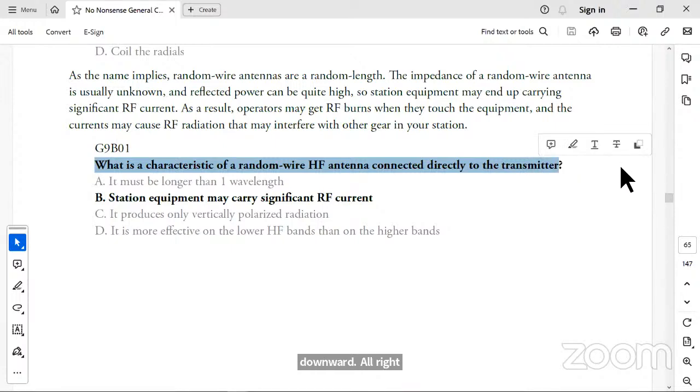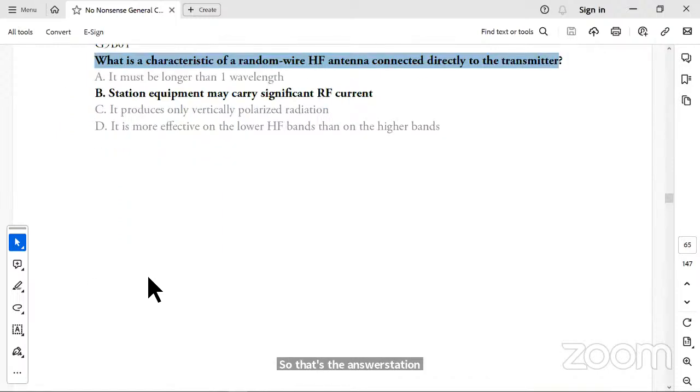Next question in question pool. What is a characteristic of a random wire HF antenna connected directly to the transmitter? So we did say that you can have a kind of dangerous condition where RF current may be present in the shack. So that's the answer. Station equipment may carry significant RF current. So that's a potential hazard.